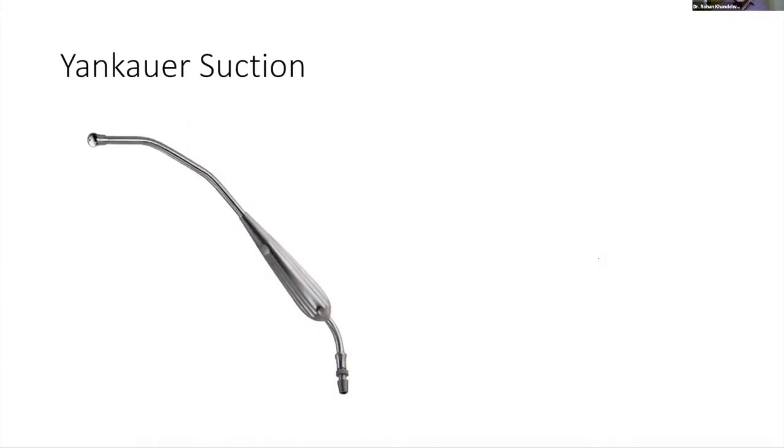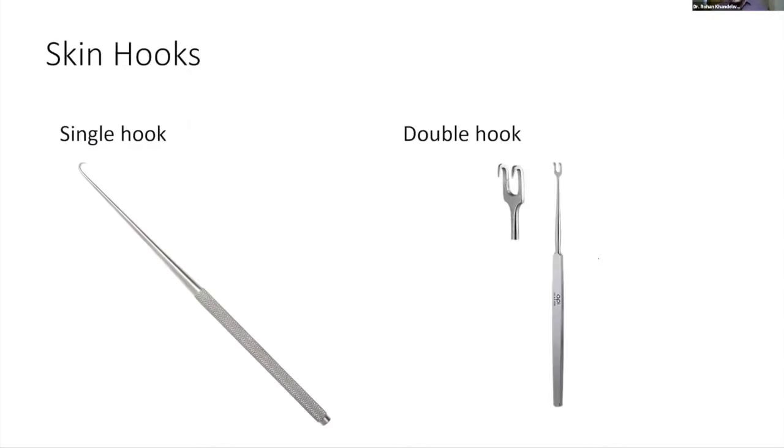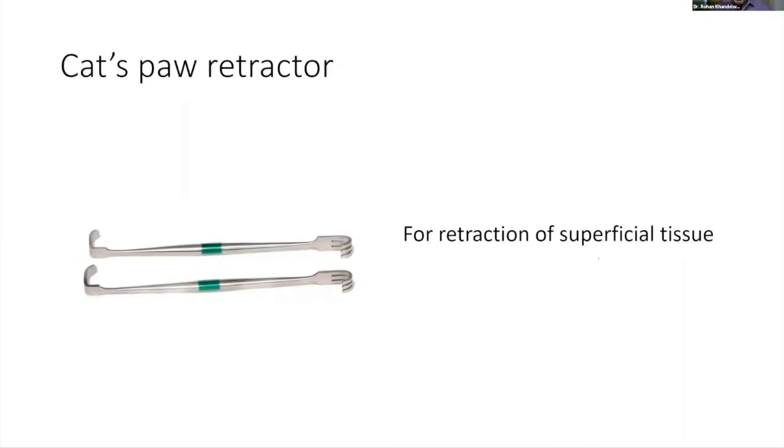This is a suction cannula used for sucking out blood or collection whenever you're operating. It is a suction cannula, also known as a Yankauer suction cannula. These are skin hooks. Skin hooks are used for breast surgery to raise the flaps or for thyroid surgery to raise the flaps. You can have a single hook or double hook skin hooks. Cat's paw retractor. This is used for retracting superficial tissue. And you can see here that one of the ends is shaped like a cat's paw, which is why the name cat's paw retractor.